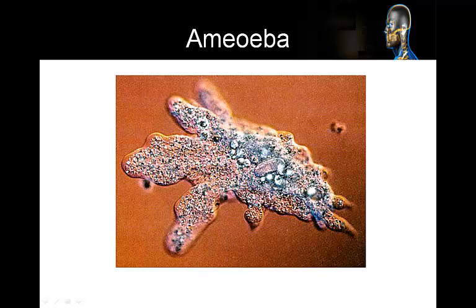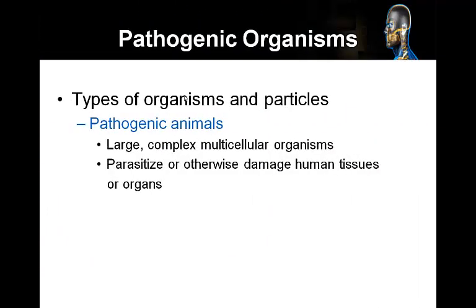But these projections that we see here are feet-like projections that can help the amoeba to essentially crawl along, if you will. Pathogenic animals are another type, generally a parasite, that can infect human beings.